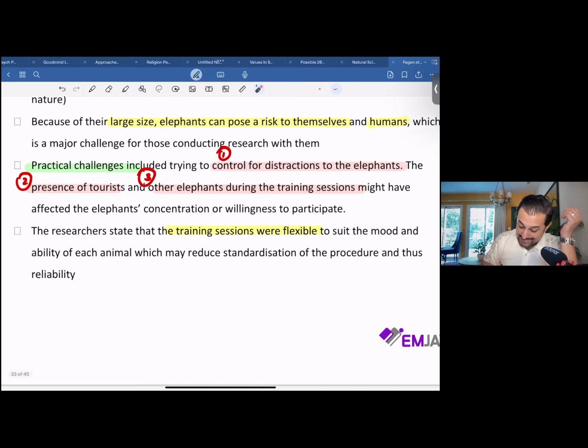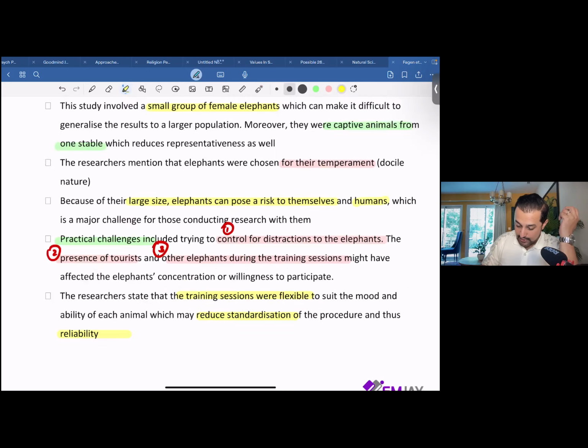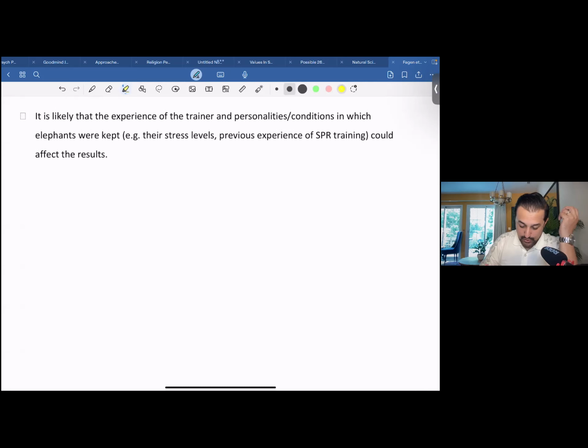So the researchers state that the training sessions were flexible to suit the mood and the ability of each animal, which may reduce standardization of the procedure and thus affect the validity of the research. So we spoke about 5 different disadvantages quickly, the last one, and then we're done. So it is likely that the experience of the trainer and the personality of conditions in which the elephants were kept, that is the level of stress, the previous experience of SPR training could have affected the results.